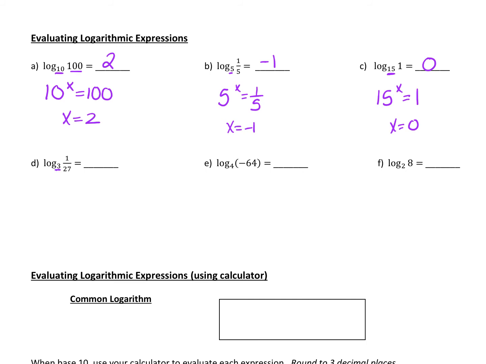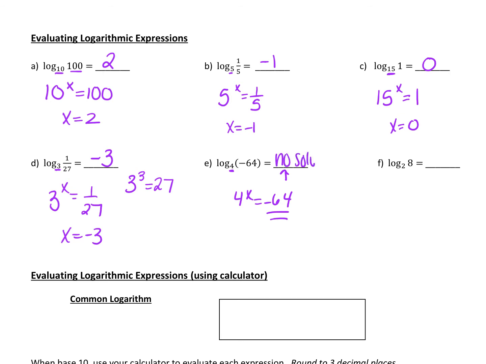This is log base 3, so 3 to some power would equal 1 over 27. Well, 3 to the 3rd power is 27, so to get 1 over 27, it would have to be to the -3rd power. 4 to some power is going to equal -64. Now this is not possible. There's no exponent that'll give me a negative output, so this one has no solution. And then 2 to some power is going to equal 8. Well, 2 to the 3rd power would equal 8.